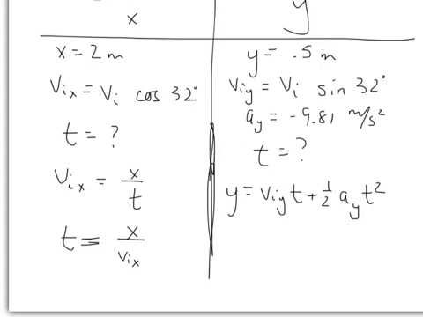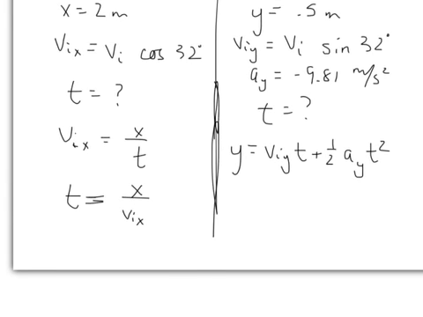Okay, just switch these two directionals here. Next, we know what v_ix is, we know what x is. It might be given as a variable, but we know what it is. So I can plug in. What does this become? What over what? Plug in the numbers, actually. 2 over v_i cosine 32. Good, 2 over v_i cos 32.